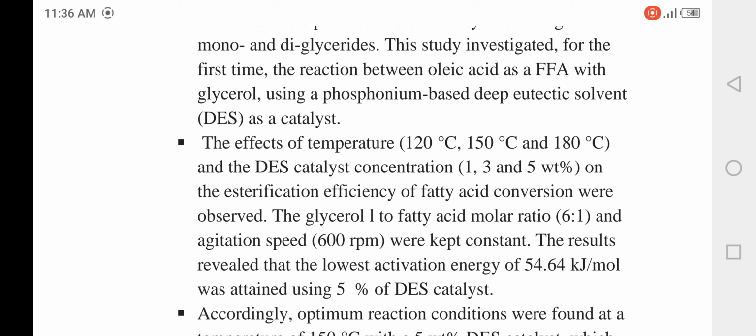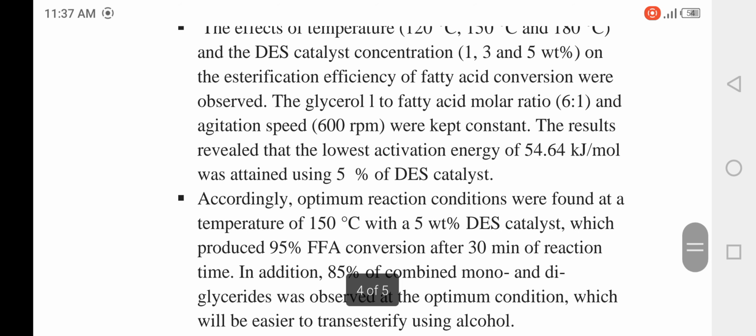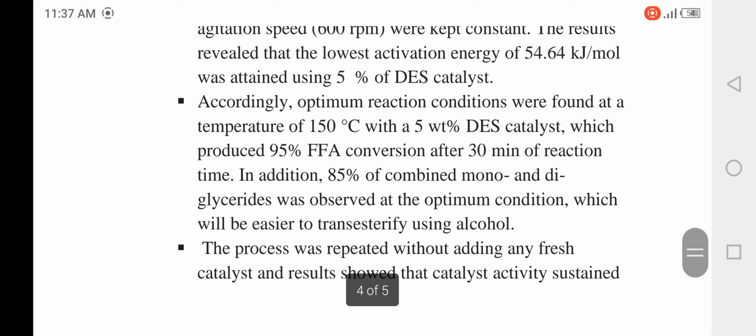The results reveal that the lowest activation energy of 54.64 kJ per mole was attained using 5% of DES catalyst. According to optimum reaction conditions, were found at a temperature of 150 with a 5% DES catalyst, which produced 95% FFA conversion after 30 minutes of reaction time. In addition, 85% of combined mono and diglycerides were observed at the optimum condition, which will be easier to transesterify using alcohol.